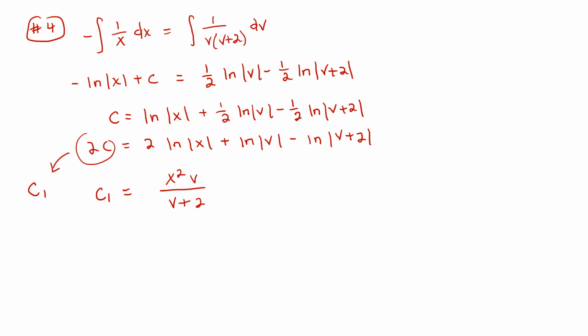So I know now that C1 times v plus 2 equals x squared v. So our last step, which is step number 5, is to back substitute v equals y over x to find y in terms of x. So we know that v equals y over x. So I'm going to substitute this into my equation.